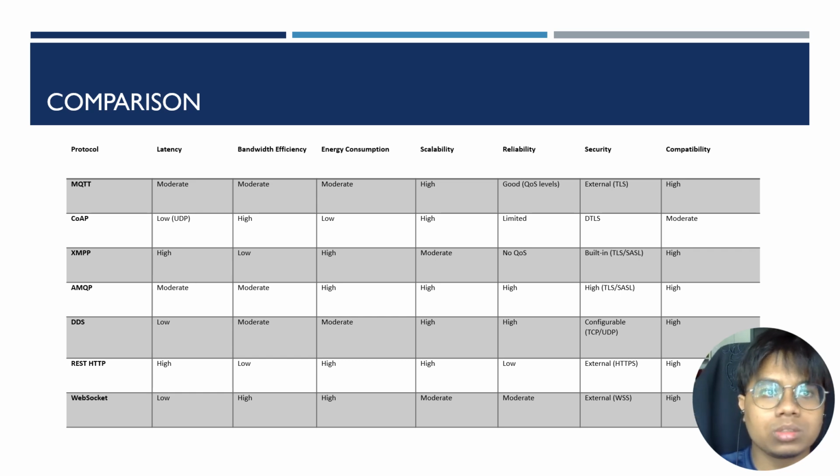Reliability varies, with MQTT and AMQP ensuring dependable message delivery, essential in critical scenarios. Security is built into XMPP and AMQP, while others like COAP require external layers. Lastly, compatibility is generally high across protocols, allowing flexibility in deployment. Each protocol serves different needs, balancing efficiency, reliability, and scalability based on farming applications.